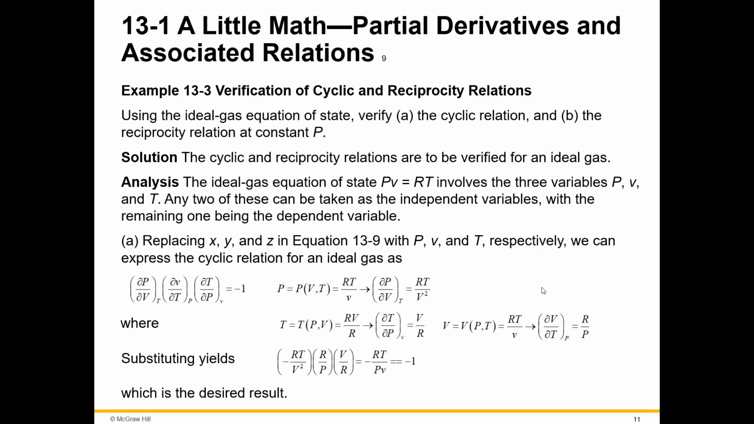Here, using the ideal gas equation of state, verify A, the cyclic relation, and B, the reciprocity relation at a constant P, so a constant pressure. And then the solution: the cyclic and reciprocity relations are to be verified for an ideal gas. So that's what we are working for our solution. And then here's the analysis.